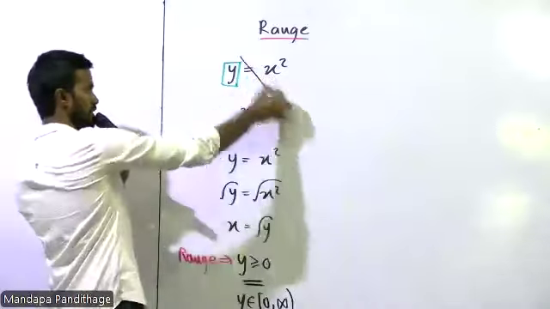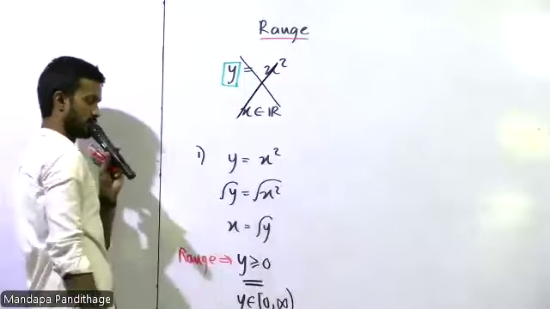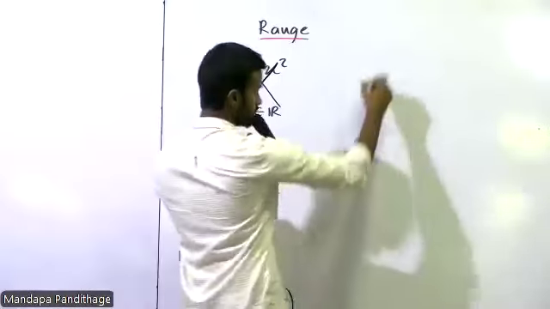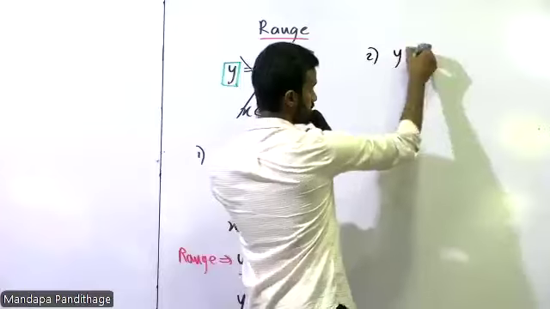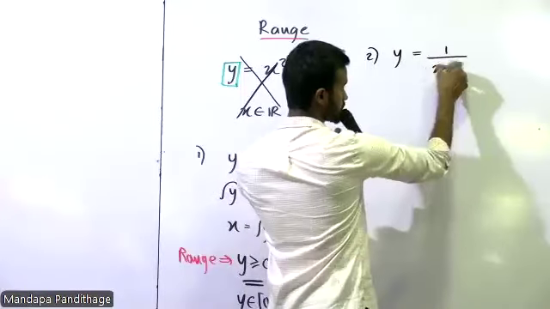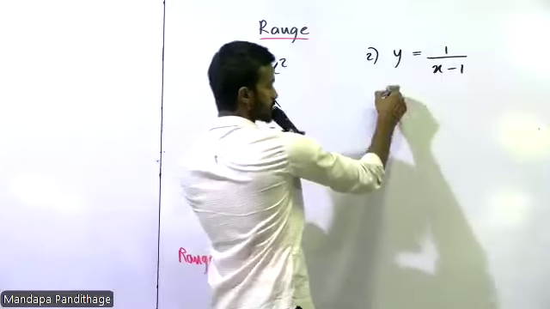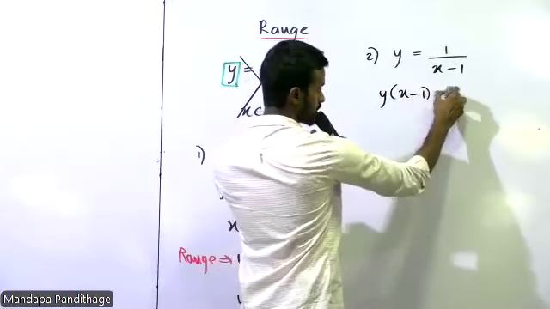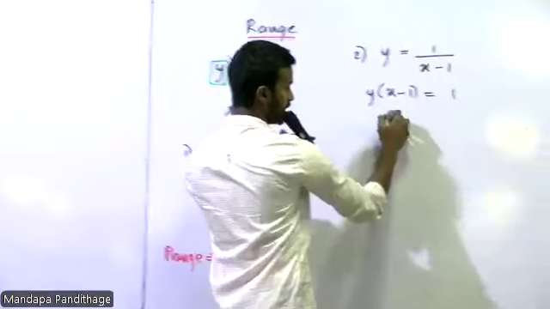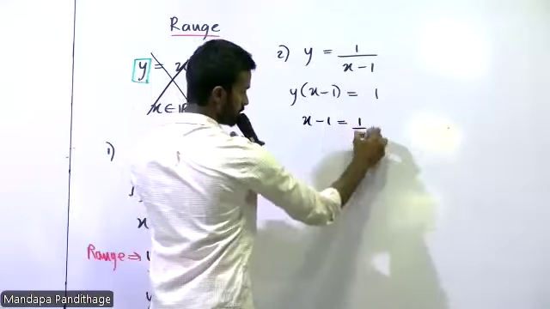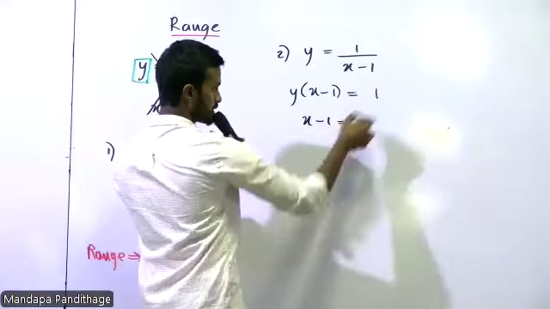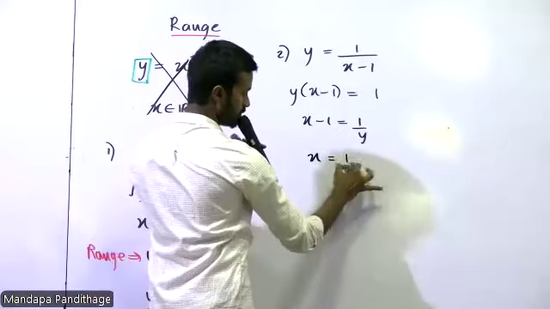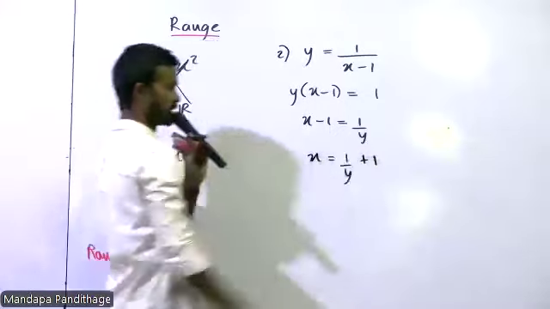So this is how you do this. First thing you have to subject x. Okay, I'll do another example. We have y is equal to 1 over x minus 1. I'm supposed to subject x, so cross multiply and divide by y. x minus 1 is equal to 1 over y. If you take minus 1 here, x is equal to 1 over y plus 1. Okay, I have subjected x.